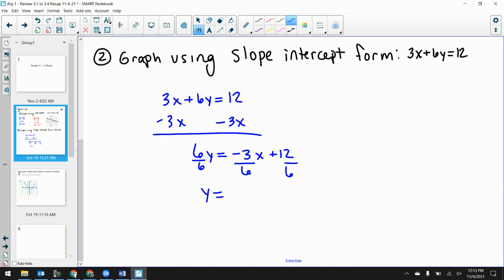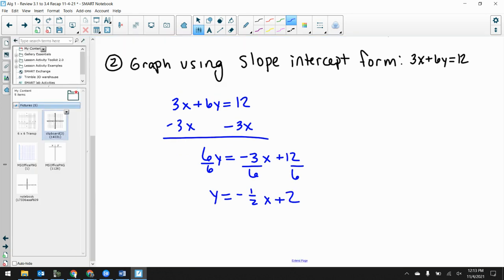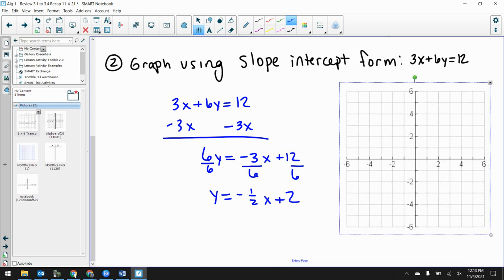0.5x. Ooh, shame. Can you put decimals as a slope? No. So 0.5 should be what instead of 0.5? 1/2. And good. Negative 1/2 x. Redeem yourself. Plus 2. That's a good call. We all make mistakes. It's okay, man. All right.